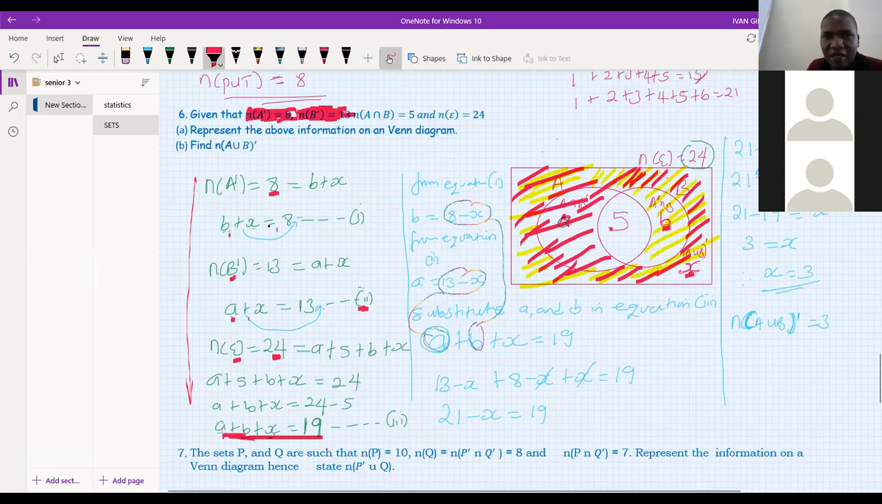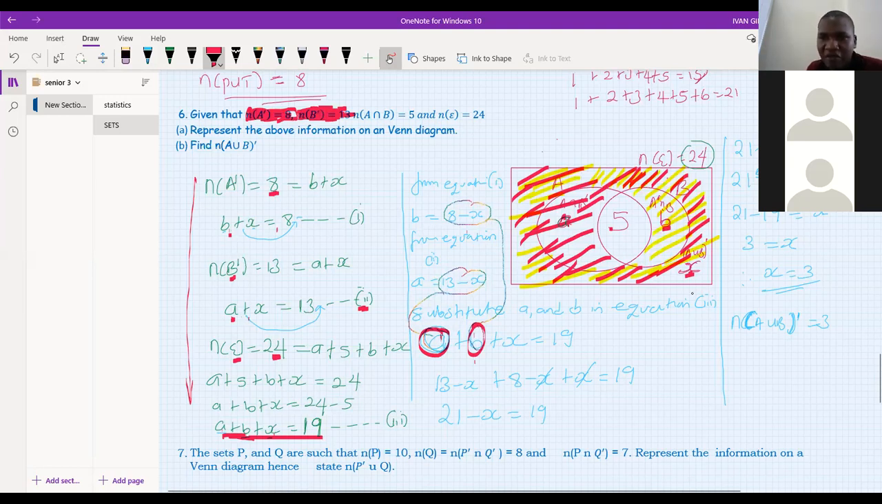By simply taking away X, it crosses the equal sign. We have B equals 8 minus X, and we have A equals 13 minus X. Then afterwards, we substitute them here. Where there is A, we put 13 minus X. Where there is B, we put 8 minus X. Then plus X equals 19. Then you solve for X, and that's what we end up with.